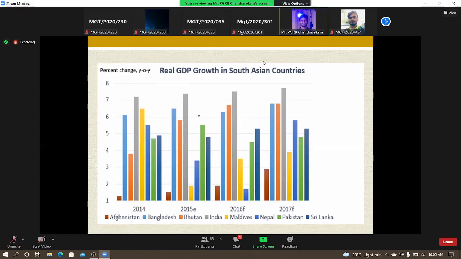Bangladesh also same. Bhutan in this color, see, drastically increase. India is the highest economic growth, see, ash color one. Maldives, yellow color one. See, in 2015 they have gone for a huge decline, and now they are fixing it.